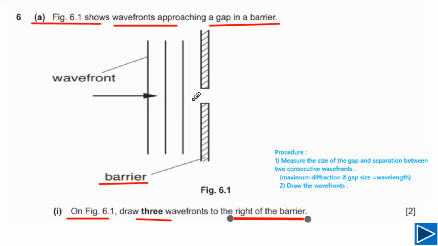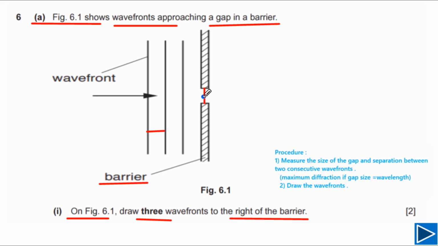This question is about diffraction, means about spreading of the waves when they pass through a gap. Next thing, we need to understand the distance between these 2 wavefronts, and this distance is equal to the wavelength. The size of this gap is almost equal to the wavelength. So it simply means that in this case there is maximum diffraction, and we need to draw circular wavefronts. In order to draw circular wavefronts, we need to locate the center of this gap.